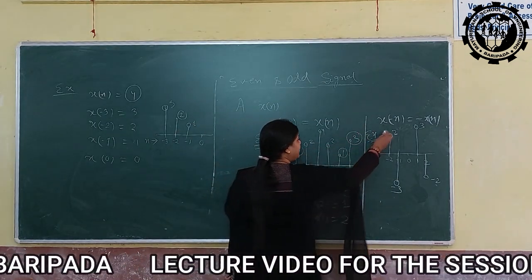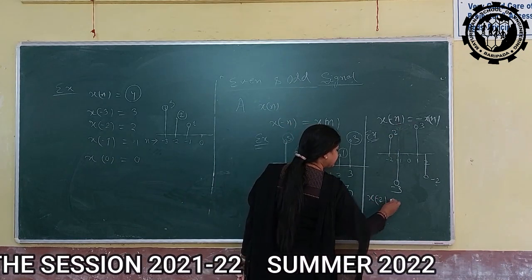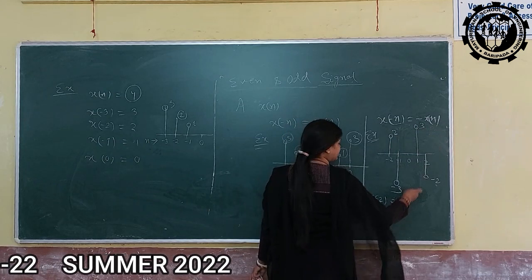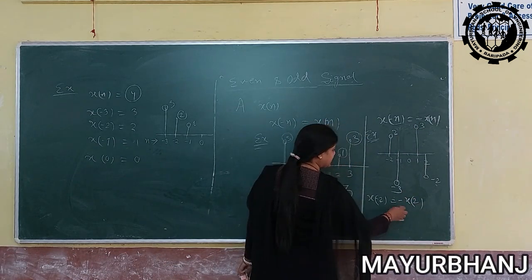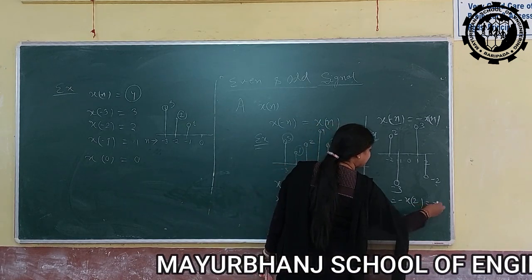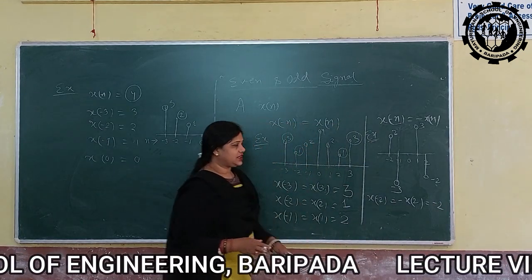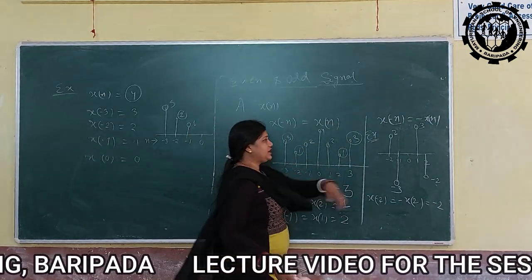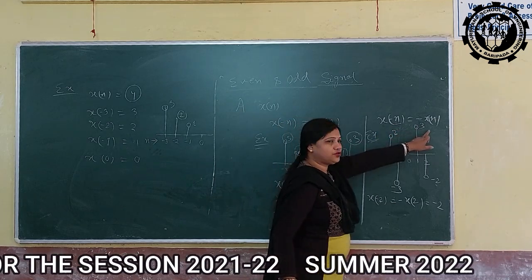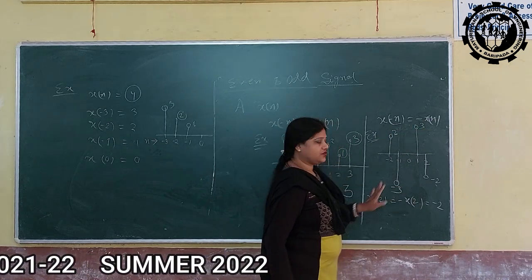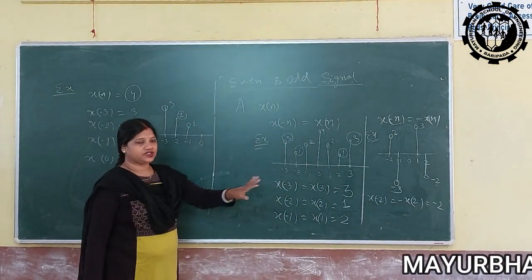Here you can see that x of -n means x of -2 is equal to -x of n, minus x of 2. Minus x of 2 means its value is -2. Here you can see that it has the same values: x of -2 has value 2, and x of 2 has value -2. So that is the difference between an even signal and an odd signal.